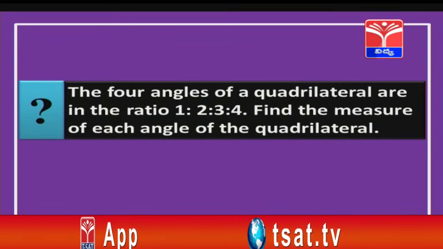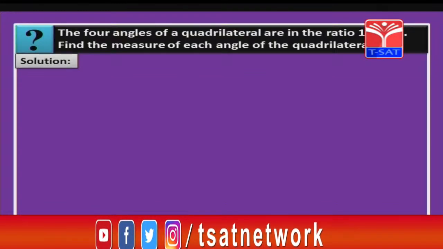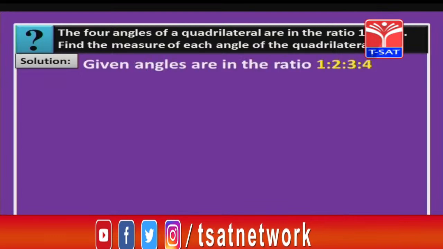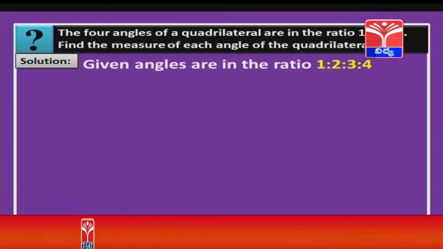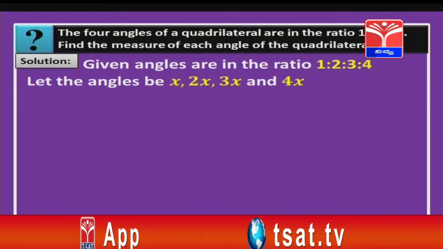The 4 angles of a quadrilateral are in the ratio 1:2:3:4. Find the measure of each angle of the quadrilateral. Let us start with the solution. Given angles are in the ratio 1:2:3:4. So, let us assume these angles as x, 2x, 3x and 4x.